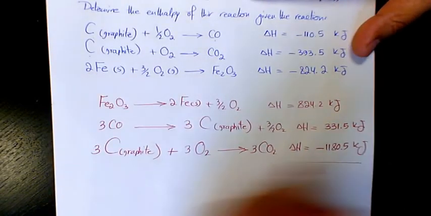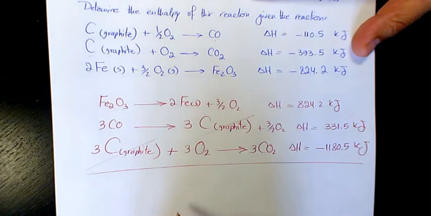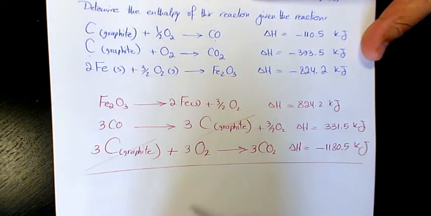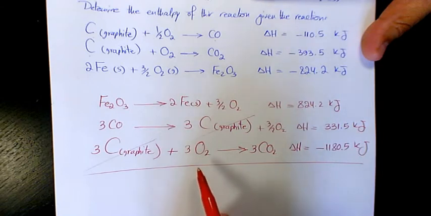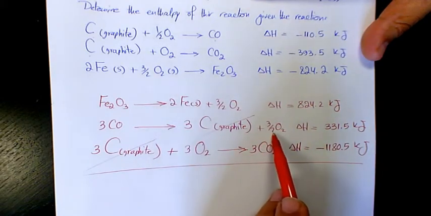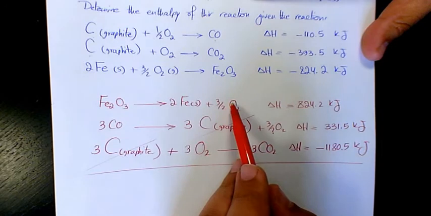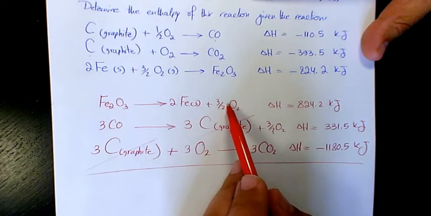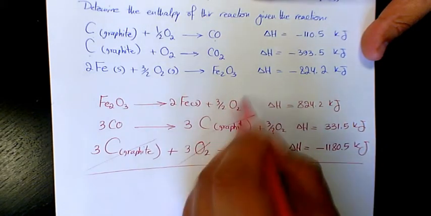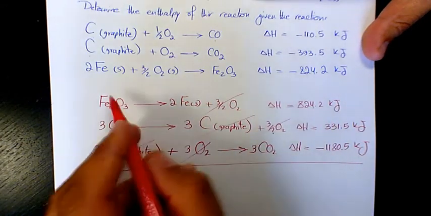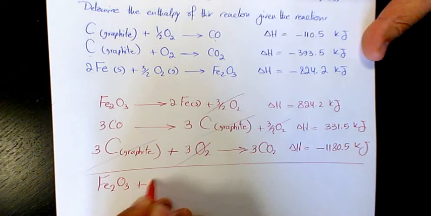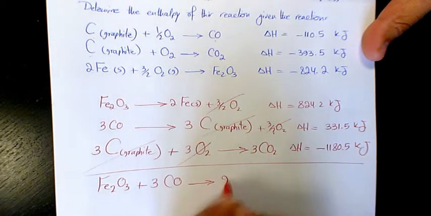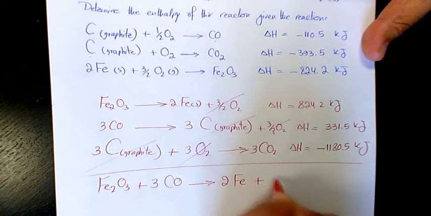So we add them all. These 3 and this cancel out. We have 3 over 2 O2, 3 over 2 O2, 3 over 2 O2, 1.5, 1.5, and 3 in here. They all cancel out. And we have Fe2O3 plus 3CO is going to give us 2Fe plus 3CO2.